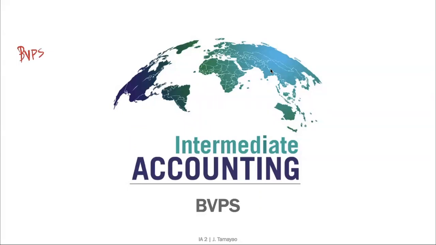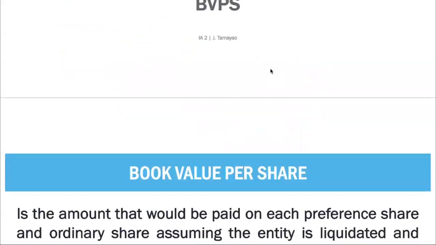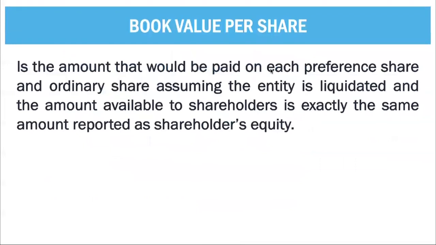So for your book value per share, we will look if ever we only have one share type or we have two share types. For one share type, of course, you only have OS. For two share types, you have OS and PS. So what is book value per share? Book value per share is the amount that would be paid on each preference share and ordinary share, assuming the entity is liquidated, and the amount available to shareholders is exactly the same amount reported as shareholders' equity.